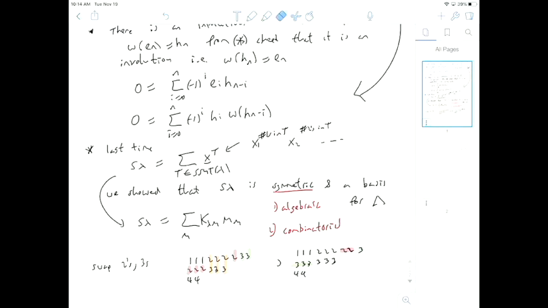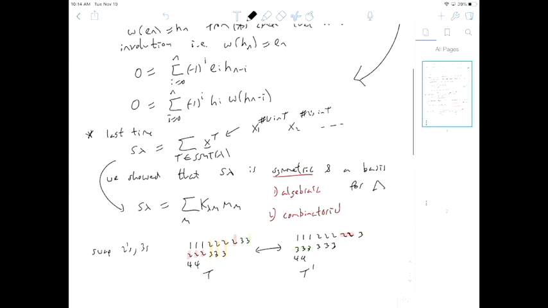Okay, this is an involution. So if this is t and this is t prime, if I apply this to t prime, I get back t. Okay, and how many twos do you have here? And how many threes do you have here? On the first row, there's four. Second row, there's three. So there's seven. How many threes are there? There's five threes.